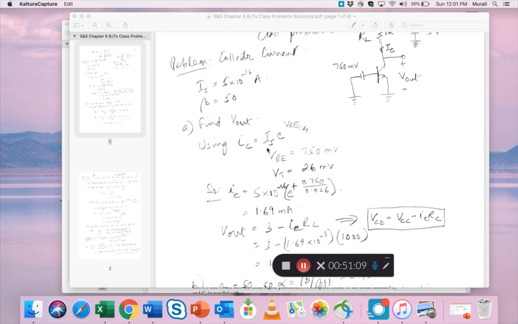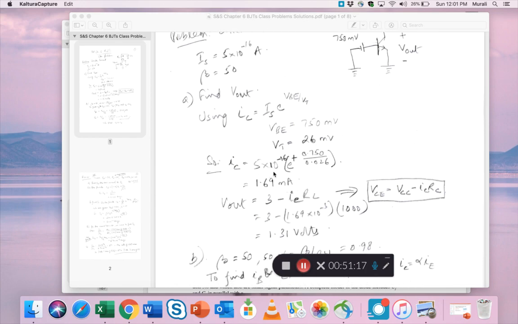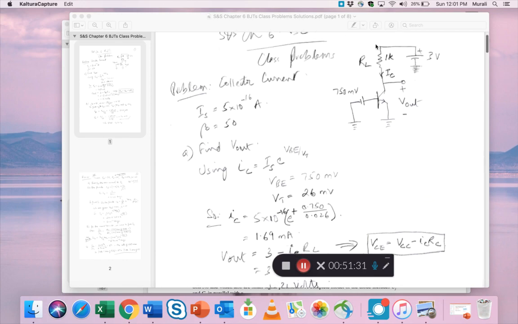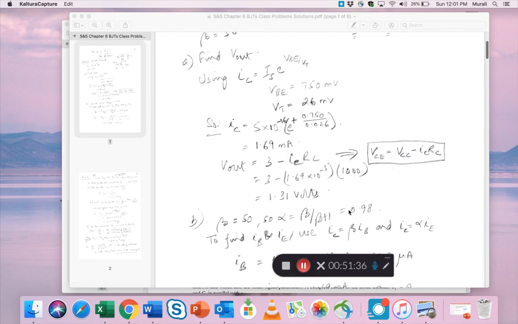And to find IC, you use this equation. VBE is given, VT is generally 25 or 26 millivolts. Use that and you come up with a value of 1.69 milliamps. Once you have that, you use it in this KVL equation, 3 minus IC times RL. Instead of RC, I'm using RL here, it's the same thing. And so you come up with 1.31 volts.